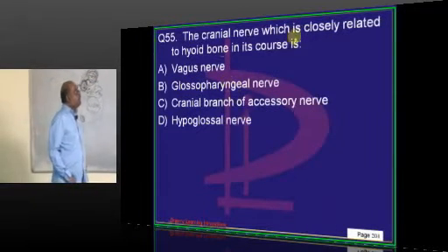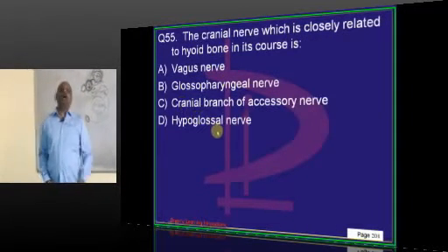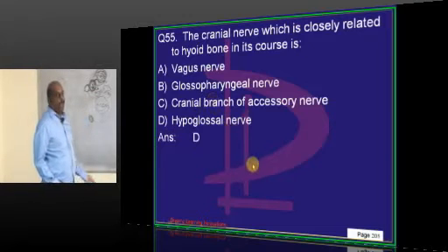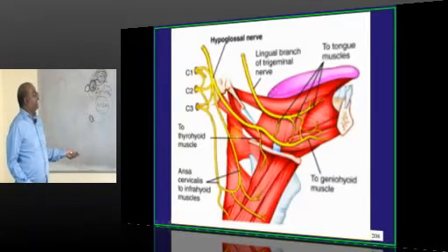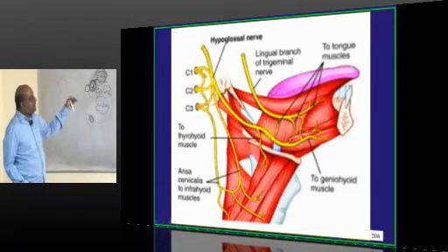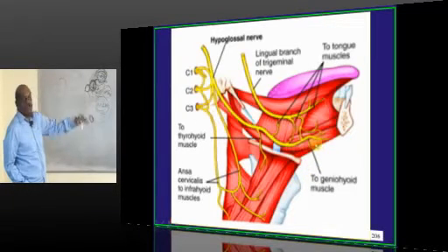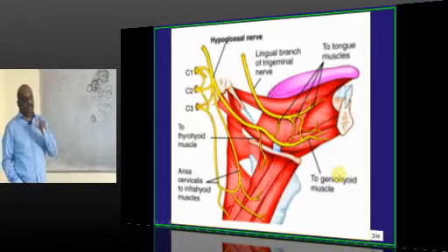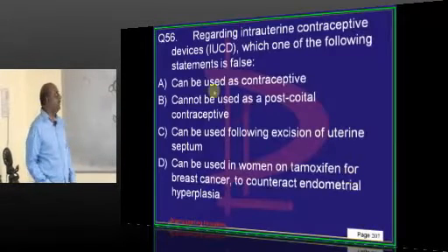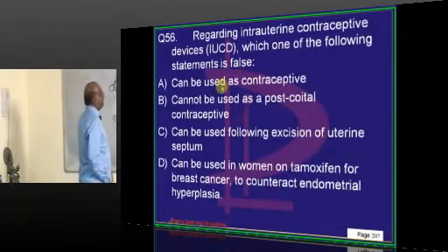Then doctor, which cranial nerve is very closely related to the hyoid bone? Hypoglossal nerve. Hypoglossal nerve typically passes down, and this is the point where you have the hyoid bone, and that is the area where hypoglossal ultimately supplies the motor supply to the tongue is what you need to understand.